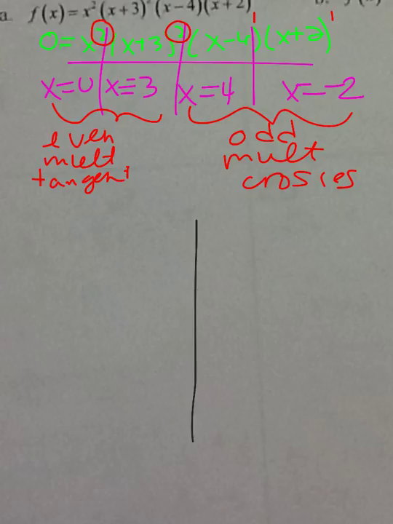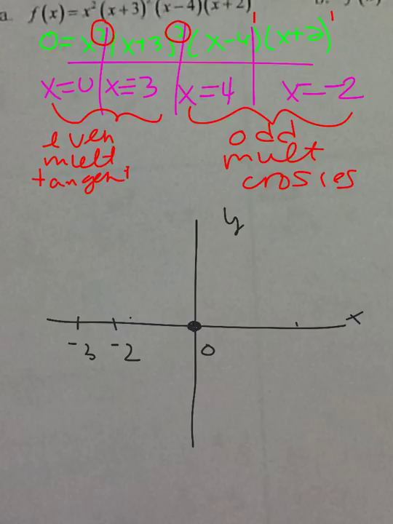All right, so on your graph, you're going to plot your zeros. I have 0, negative 3, negative 2, and 4. At negative 3 it's tangent, at negative 2 it crosses, 0 is tangent, and 4 crosses. Now you have to figure out what it's going to look like at the ends. So I look at the degree. The degree is 6. That means it's either going to be up, up, or down, down. The leading coefficient is positive.